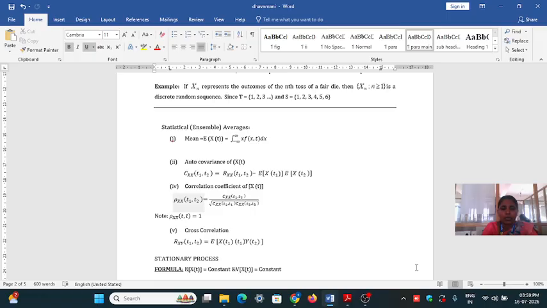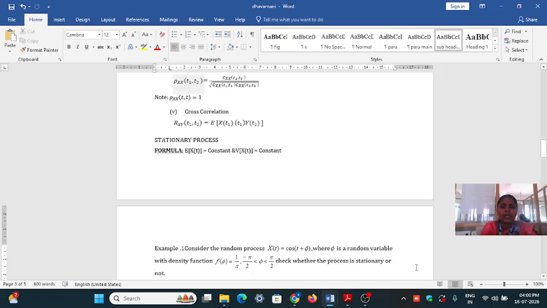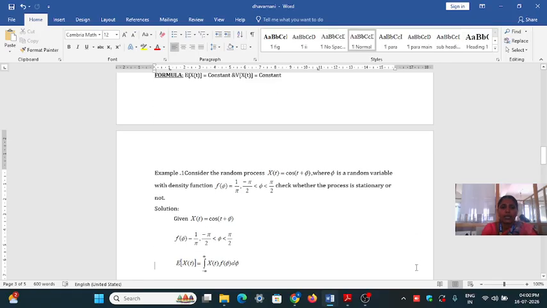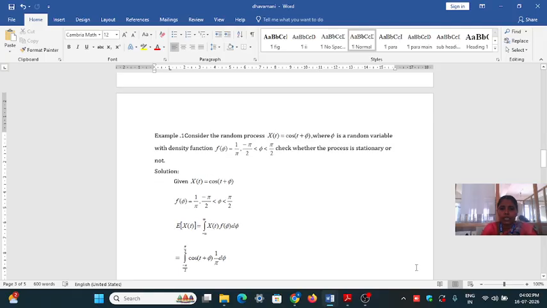Next, cross correlation. Cross correlation means you have to use the variables X and Y: Rxy(t1, t2) equals expectation of X(t1) Y(t2). Stationary process, next, definition: if expectation of X(t) equals a constant and variance of X(t) equals a constant, then that process is called a stationary process. Now we are going to see one example. Consider the random process X(t) equals cos(t + pi), where pi is a random variable with the density function f(pi) equals 1 by pi, for minus pi by 2 less than pi less than pi by 2. Check whether the process is stationary or not.